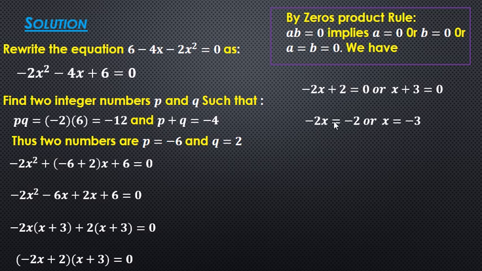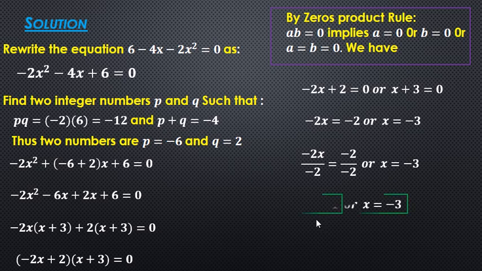Then minus 2x is equal to 2, shift to the right and we have minus 2, or 3 shift to the right and we have minus 3. Then from the first equation, dividing both sides by what? Minus 2. Dividing both sides by minus 2 and we have x is equal to 1. This is cancelled by this one, and or x is equal to minus 3.